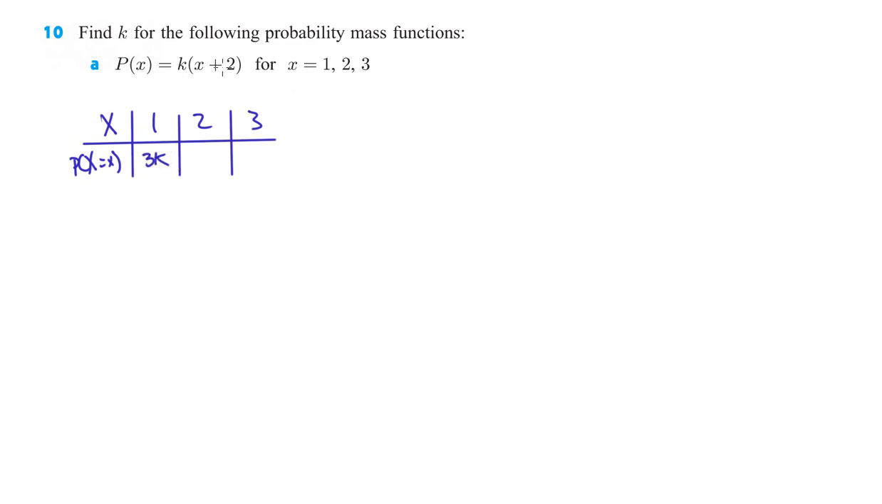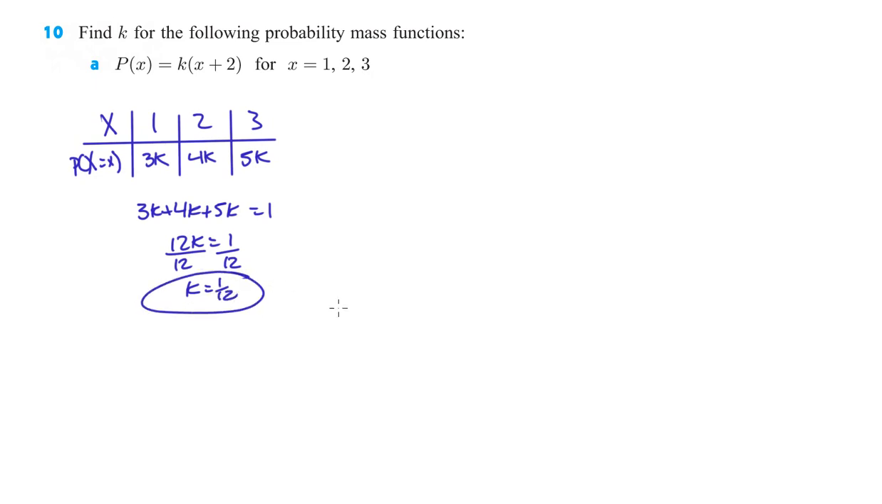If we plug in 2, 2 plus 2 is 4. 4 times k is 4k. And we plug in 3. 3 plus 2 is 5. 5 times k is 5k. And it says find k for the following probability mass functions. So if we add these all up together, 3k plus 4k plus 5k, we know that has to equal 1, right? So 3k plus 4k is 7 plus 5. We got 12k equals 1. So to figure out what k is, we simply divide both sides by 12. K has to equal 1/12.